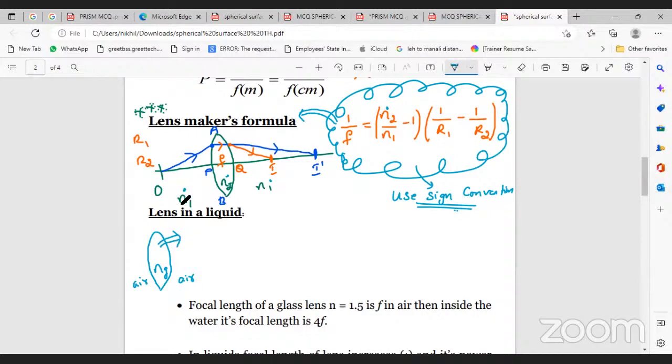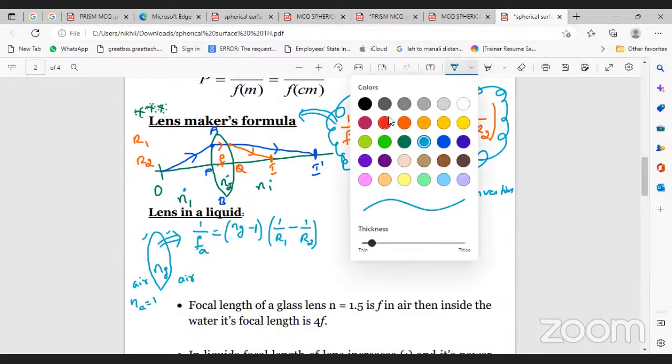So 1 by F is equal to Ng minus 1. No need to write divided by Na, because the refractive index of air is 1. So no need of writing Ng by Na. So this is the focal length of the lens in air medium. Ng minus 1 into 1 by R1 minus 1 by R2, where R1 and R2 are the radii of curvature of the first surface and the second surface.